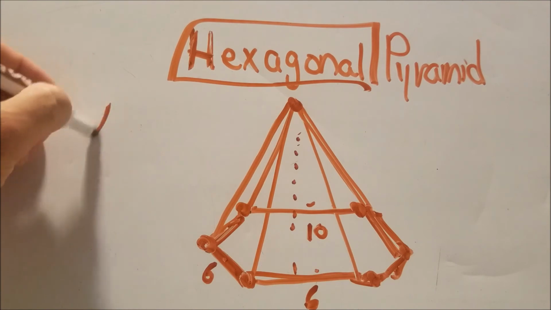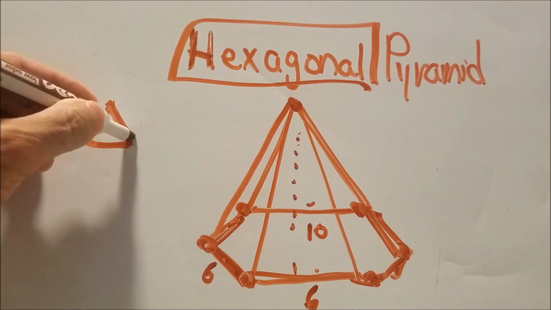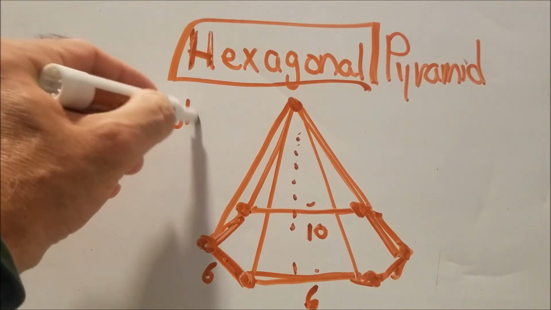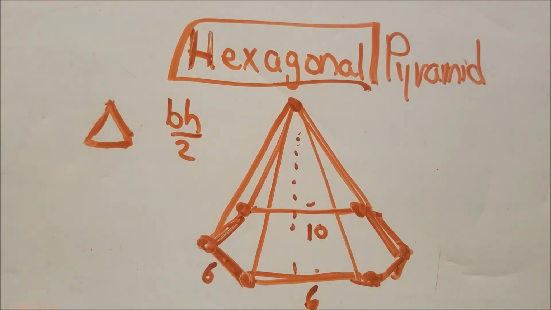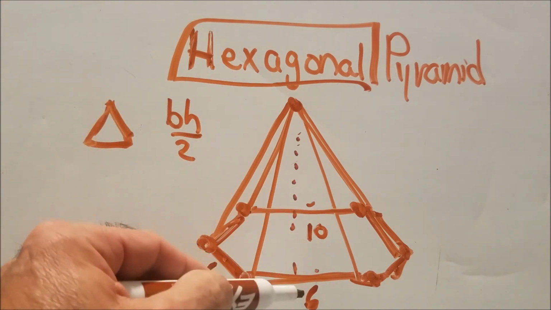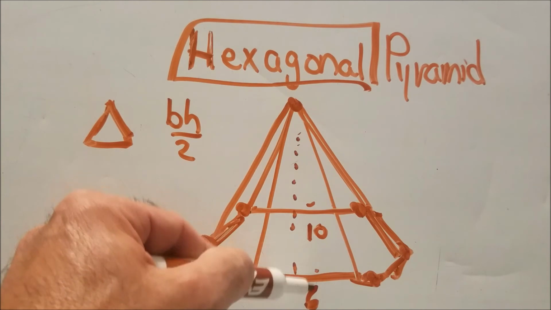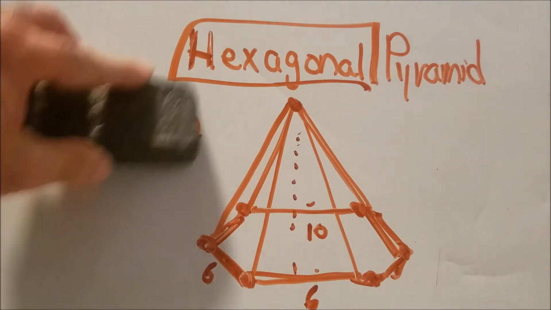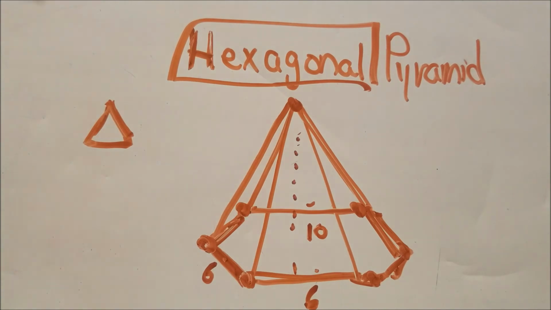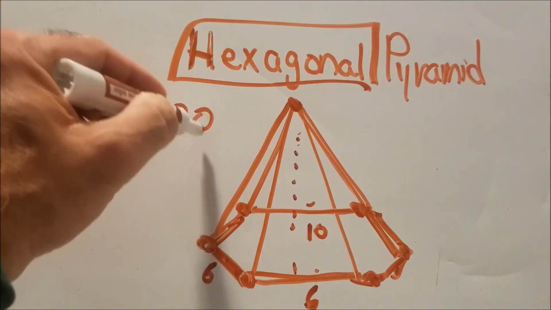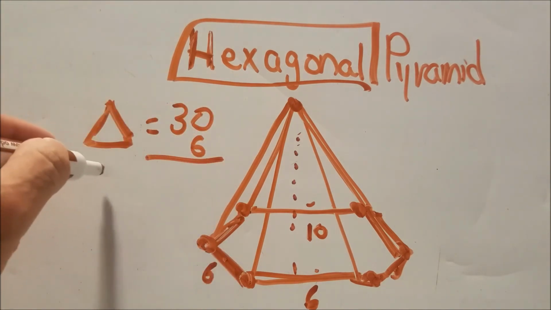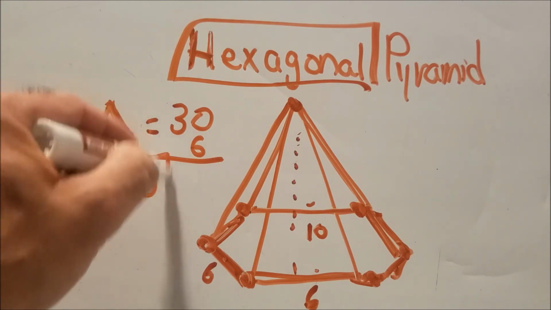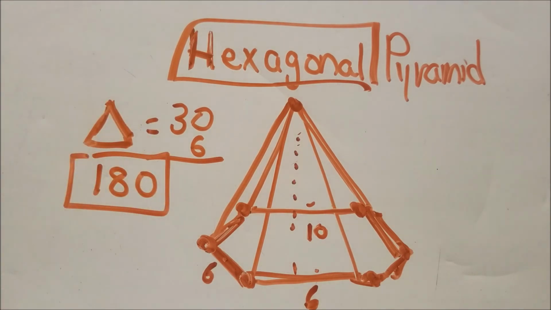So if we look at one triangle, remember the area of a triangle is base times height divided by 2. So base is 6 times 10 is 60, divided by 2 is 30. So we know that the area of one triangle is 30. But we have 6 of them. So the area of that would be 180. So we have 180 so far just for the triangles.